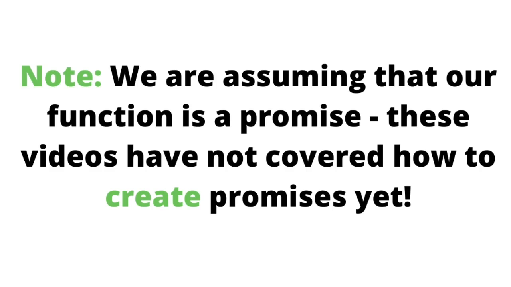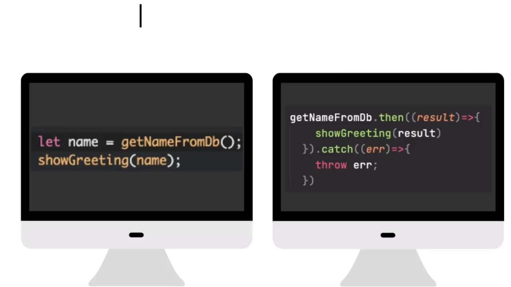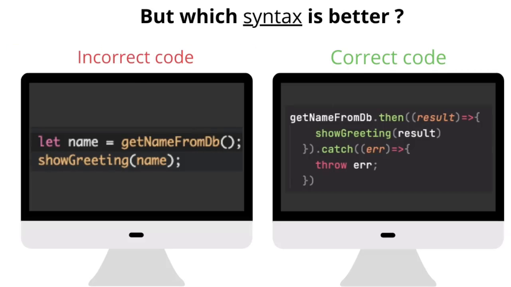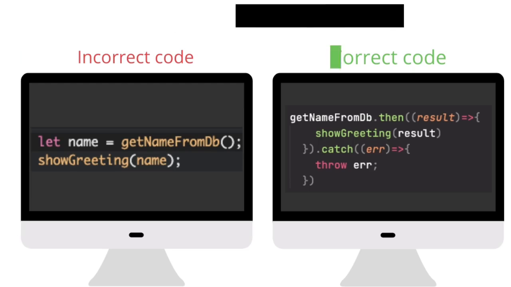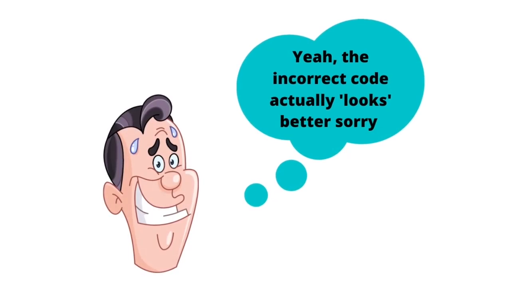Now let's compare our incorrect code with our correct code that uses promises. And by the way, by incorrect, I mean it's not returning what we want, but the syntax is totally fine. Which syntax do you feel is easier to read? It's easier on the eyes, it's just easier to understand. You're probably thinking that the incorrect code actually looks a little better, like it's just easier to read.